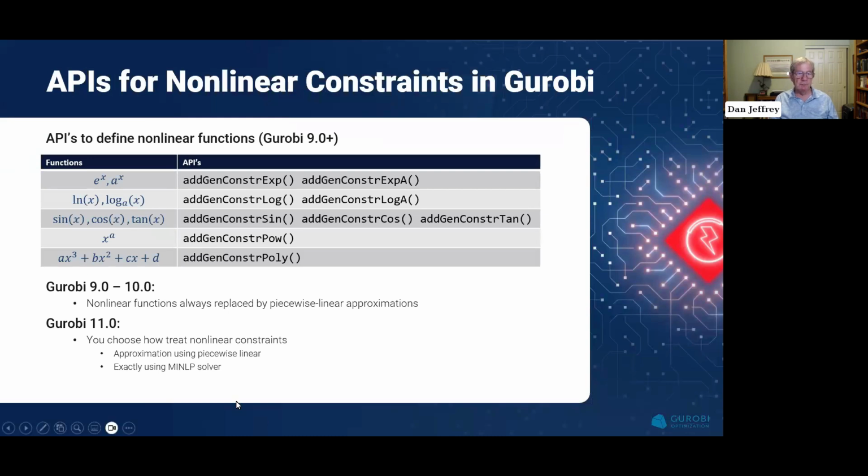So here are all the APIs we have. We have exponential functions, log functions, trigonometric functions, power function, and a polynomial. And these apply to both piecewise linear and nonlinear. It's just a way to put a nonlinear function into your Gurobi model. These are the functions to use. And I'll show you a programming example of this towards the end.